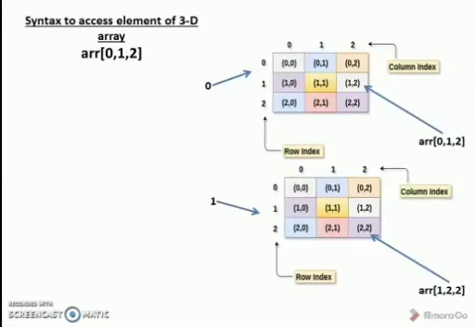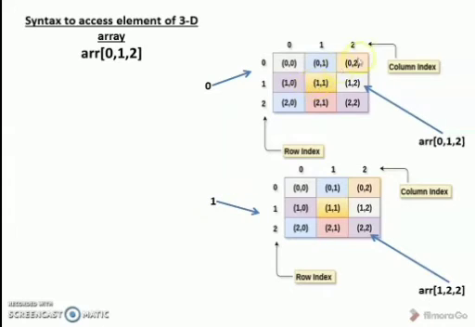To access an element of a 3D array, we specify 3 parameters. So in this example we have two 2D arrays. To access the first 2D array element, we write 0. To access an element of the second 2D array, the first parameter will be 1, right?